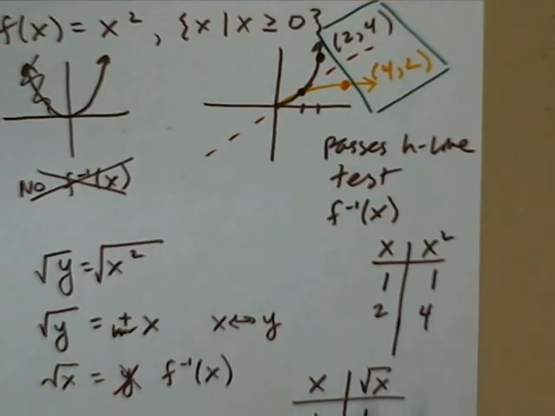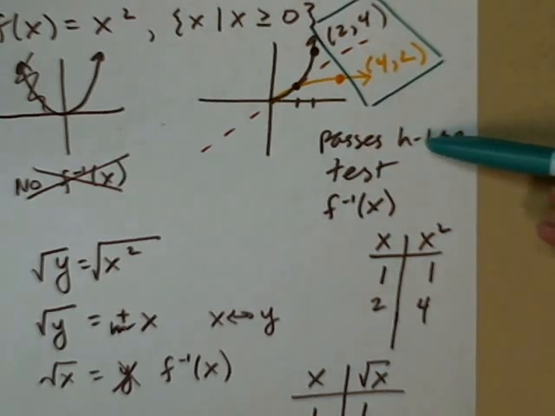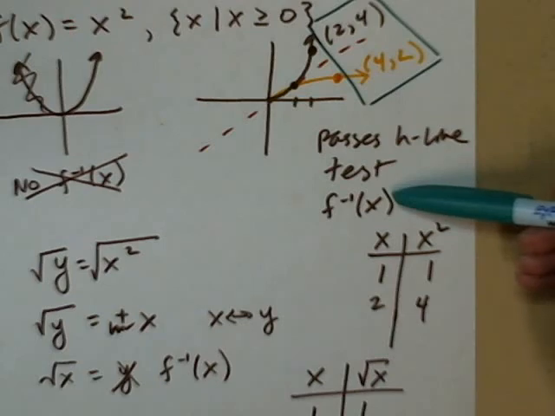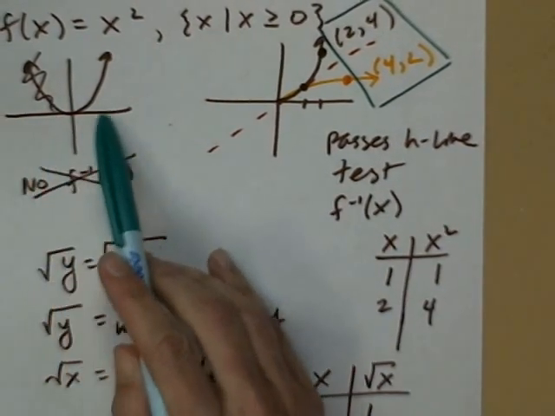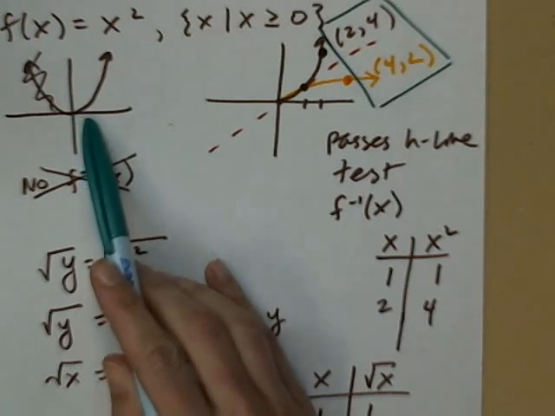So we've got a couple of things. You need to check for 1 to 1 first. If it is 1 to 1 and passes the horizontal line test, then you can find the inverse function. If it isn't 1 to 1, like this original squared function, then you're done. There's no inverse function that exists.